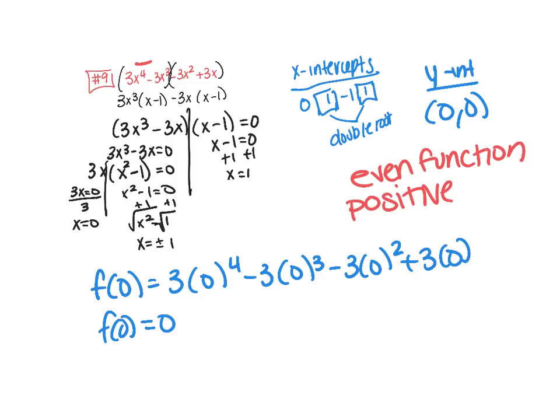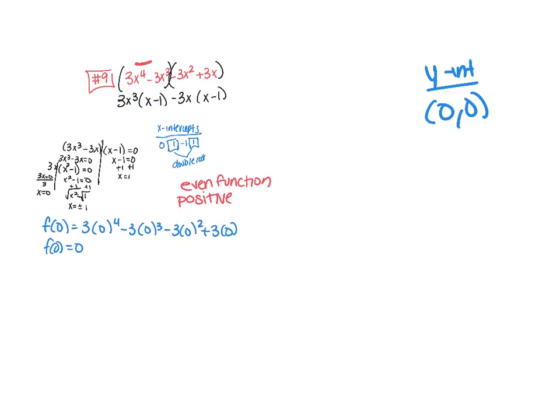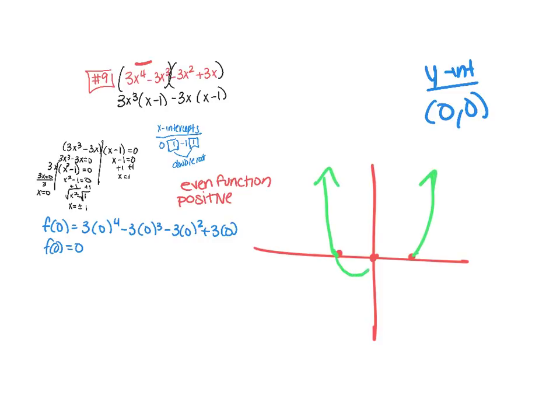So when we graph it, we're going to have negative 1, 0, and 1. And since it's even and positive, both ends are facing up. And then this is when we get the W going on. And then we have 2 relative minimums. So that's what that means.